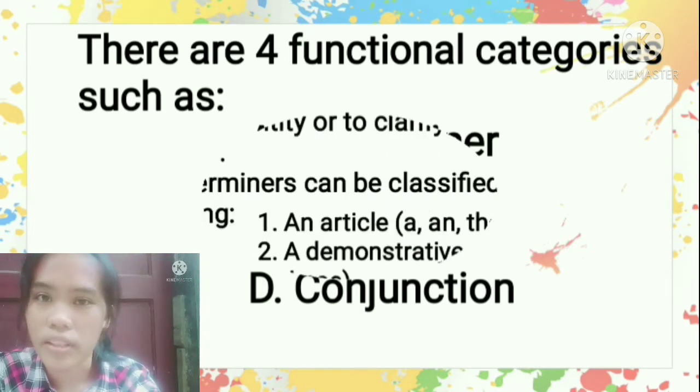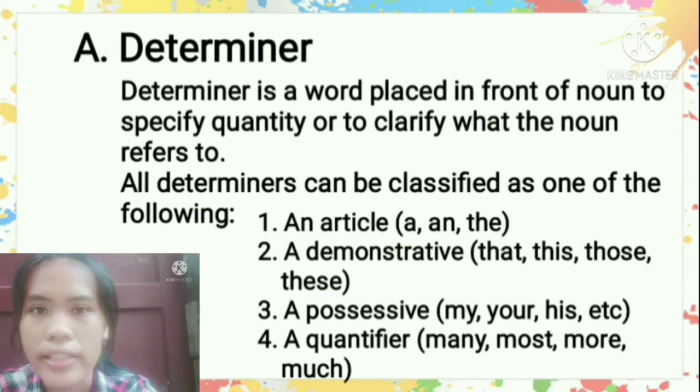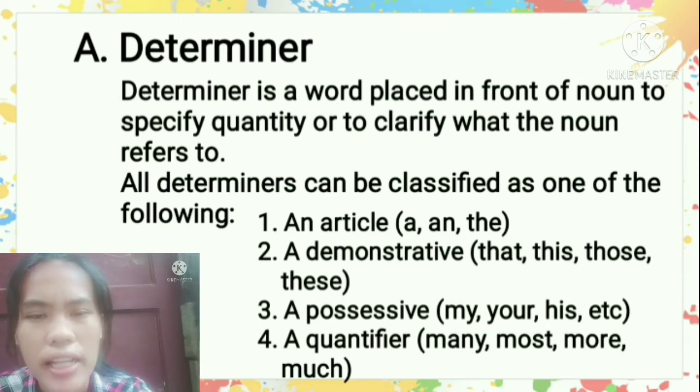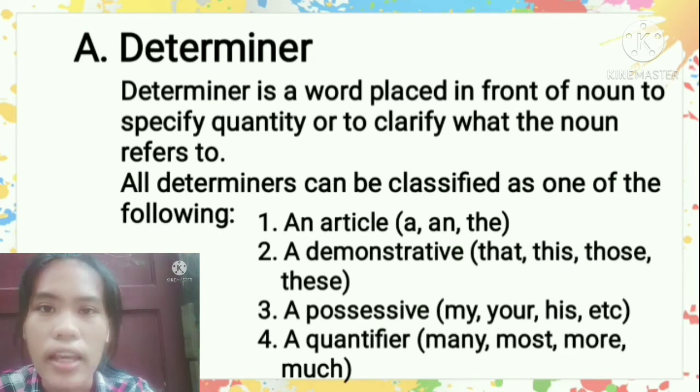Now we start from determiner. Determiner is a word placed in front of a noun to specify quantity or to clarify what the noun refers to. All determiners can be classified as one of the following. The first is an article such as a, an, the. The second is a demonstrative such as that, this, those, and these. The third is a possessive such as my, your, his, etc. The fourth is quantifier such as many, most, more, or much.